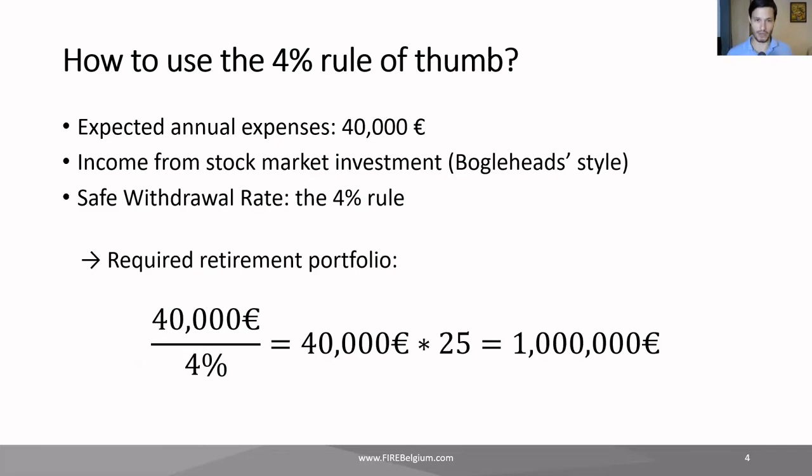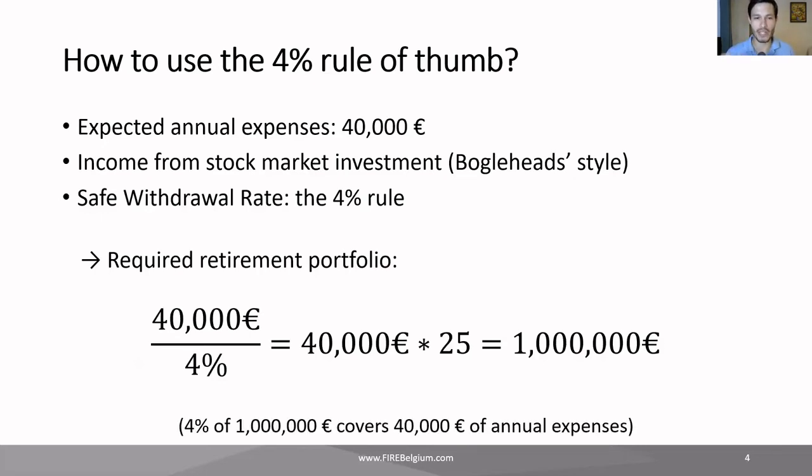You see how it works the other way around right after. So that's 40,000 euros times 25. So they need €1 million invested for them to call themselves financially independent, and to have a decent chance at being able to live from their investment for the long term.